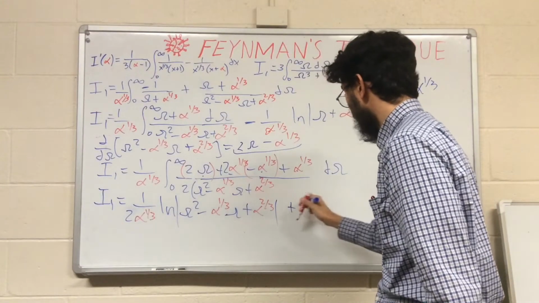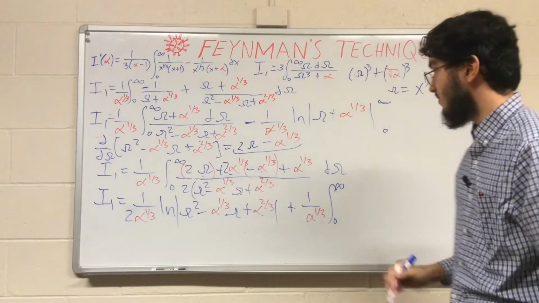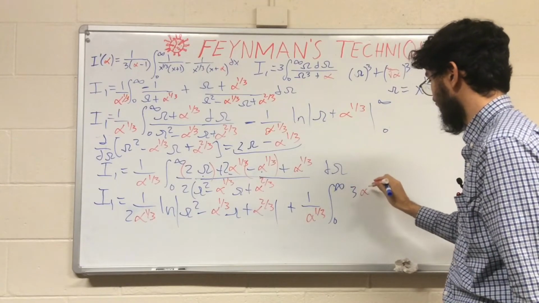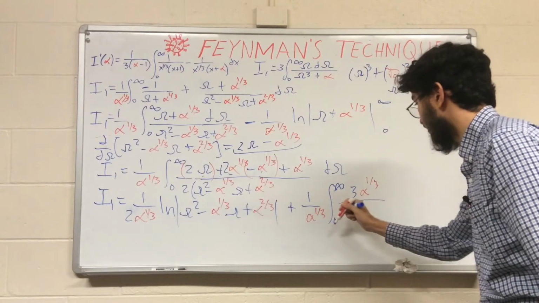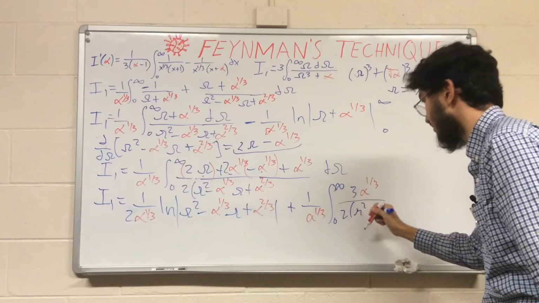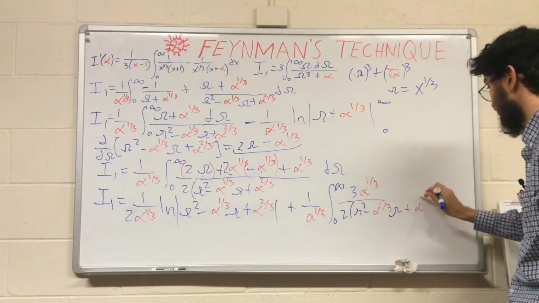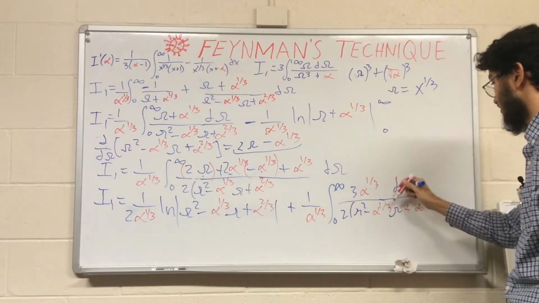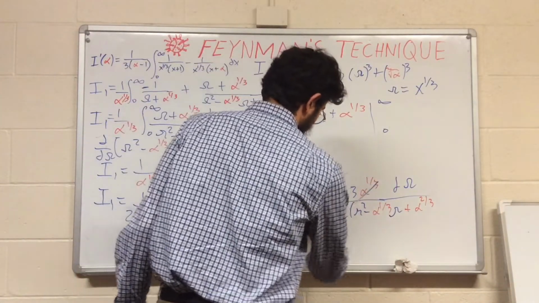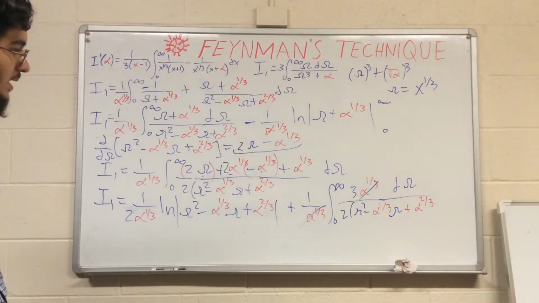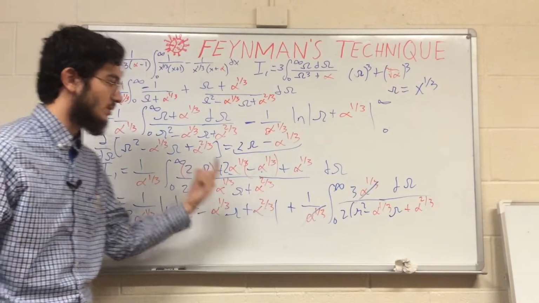It's going to be plus 1 over alpha to the 1/3 times the integral from 0 to infinity of 3 times alpha to the 1/3 divided by 2 times omega squared minus alpha to the 1/3 times omega plus alpha to the 2/3, d omega. So now we can cancel out an alpha to the 1/3, and then what we have to do is complete the square on the bottom. So we complete the square on the bottom, and then we can do some trigonometric substitution.